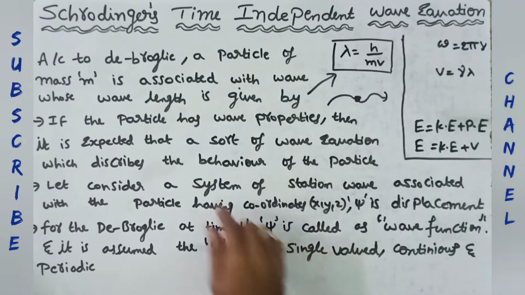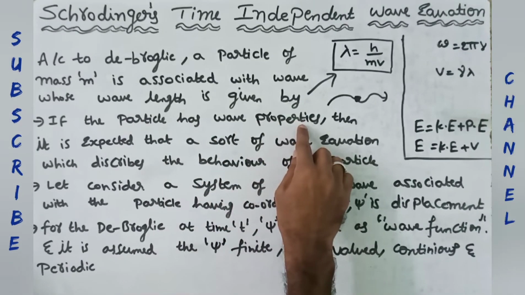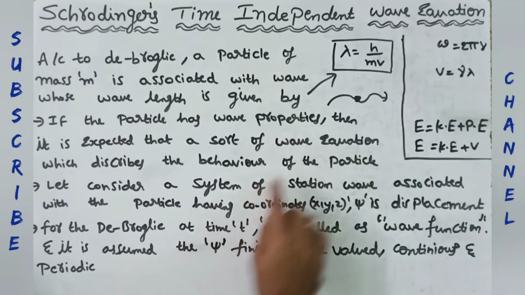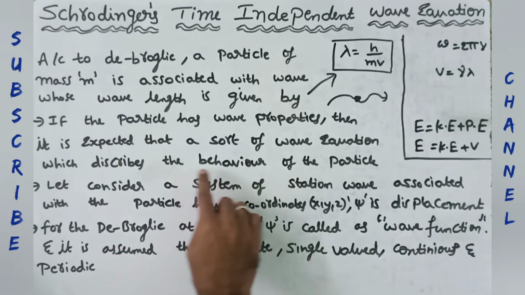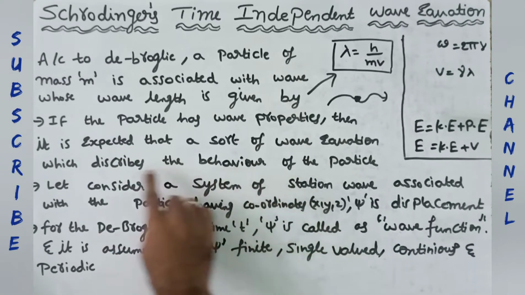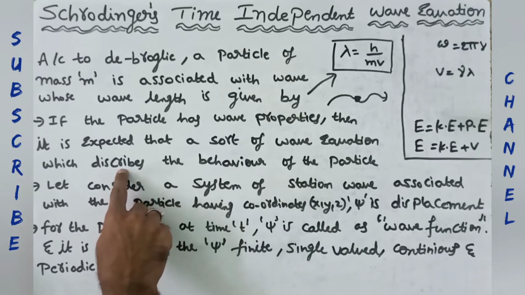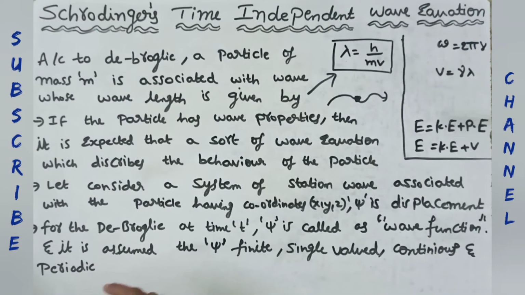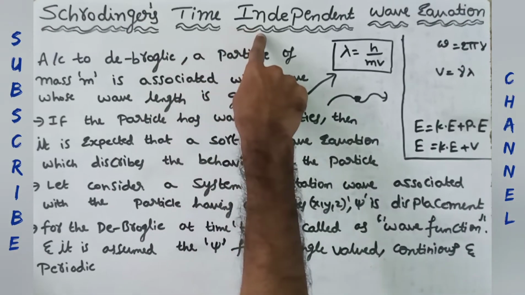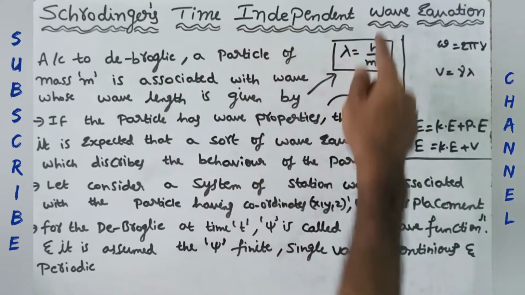When the particle has wave properties, then a wave equation can be expected which can completely describe the behavior of the particle. Such a wave equation was given by Schrodinger. When it depends on time we call it Schrodinger's time dependent wave equation, and when it doesn't depend on time, we call it Schrodinger's time independent wave equation.